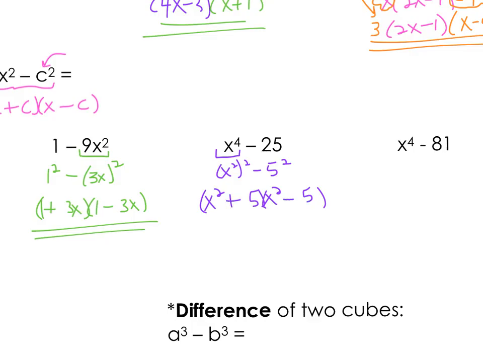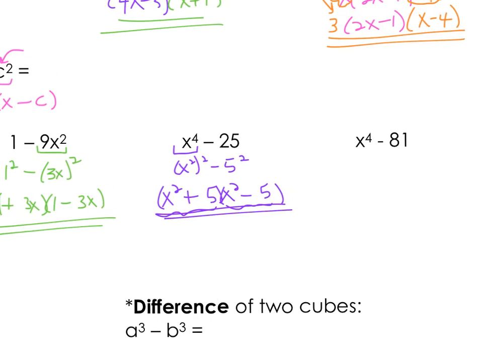Now x squared plus 5, obviously because that's addition, that would stay. X squared minus 5 could almost be factored, but 5 isn't a perfect square. Those would be the 2 parts in your factored answer. But watch what happens on the last one.